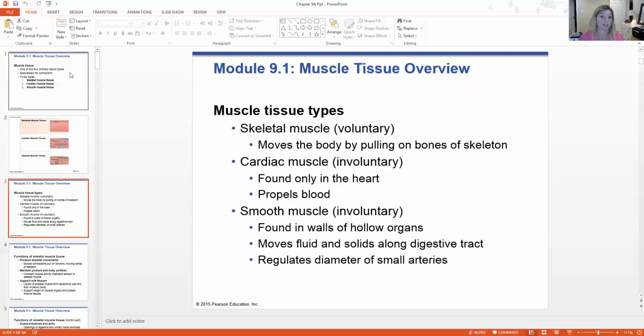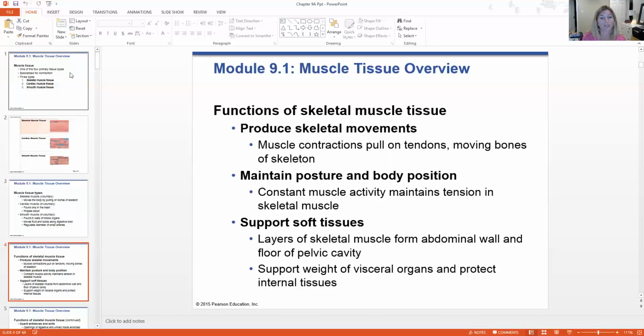Cardiac muscle is involuntary, found only in the heart, propels the blood through the body. Smooth muscle is another involuntary muscle tissue. It's found in the walls of all hollow organs like your stomach and intestines, moves fluids and solids through the digestive tract. It also helps to regulate the diameter of our arteries.